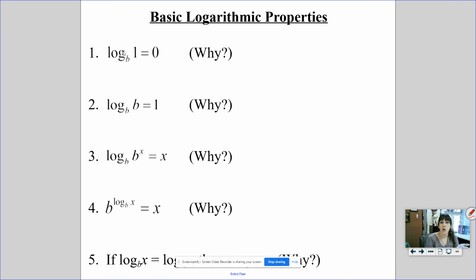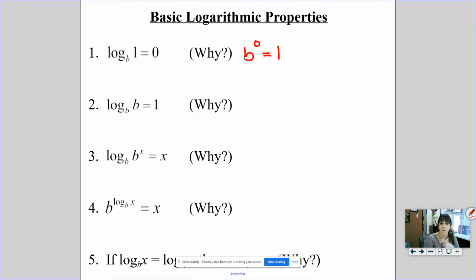So this says log of any base of 1 will always equal 0. To explain this, let's rewrite it as an exponent. So we say b to the power of 0 is equal to 1. Does this make sense to you? Anything, no matter what b is, if I raise it to the 0 power, I always get 1, right? That makes sense, and if you turn it into a logarithm, then the logarithm should also make sense to you.